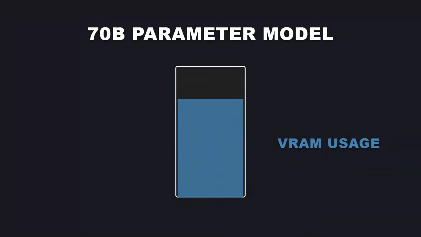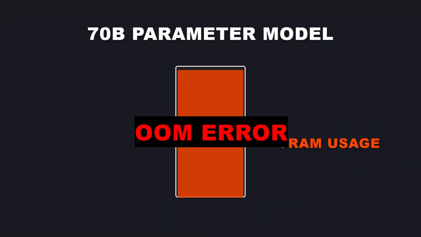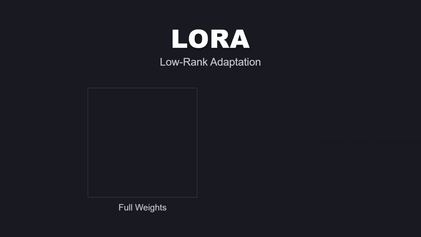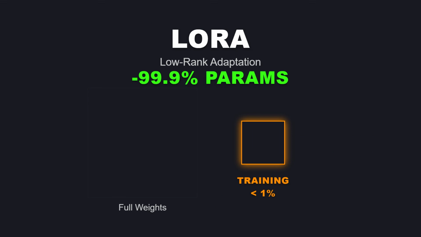Fine-tuning a 70 billion parameter model demands hundreds of gigabytes of VRAM. This resource barrier stops most developers immediately. Low-Rank Adaptation, or LoRA, bypasses this constraint entirely. We only update a tiny fraction of the weights. This technique reduces trainable parameters by over 99%.